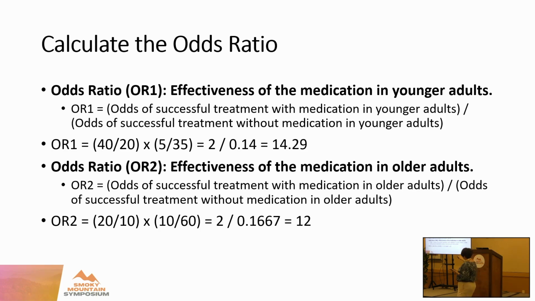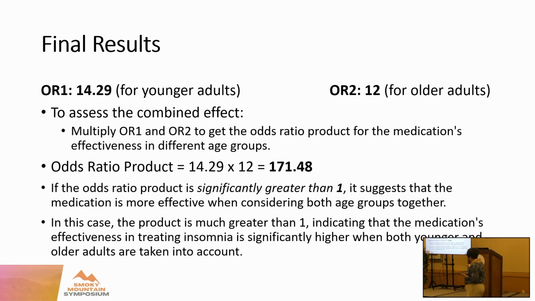When we look at the effectiveness of medication in older adults, and again, the odds of successful treatment with medication divided by the odds without, again, doing the math came out to 12. And our results were the 14.29 for the younger adults and the 12 for the older adults. And so when we multiply that, we get 171.48.